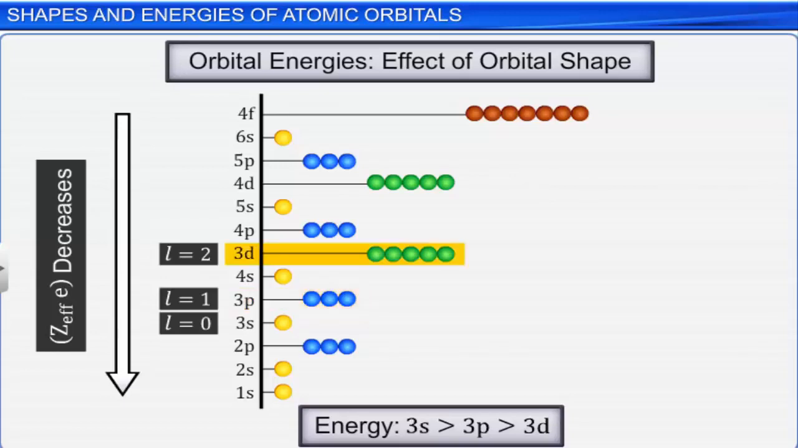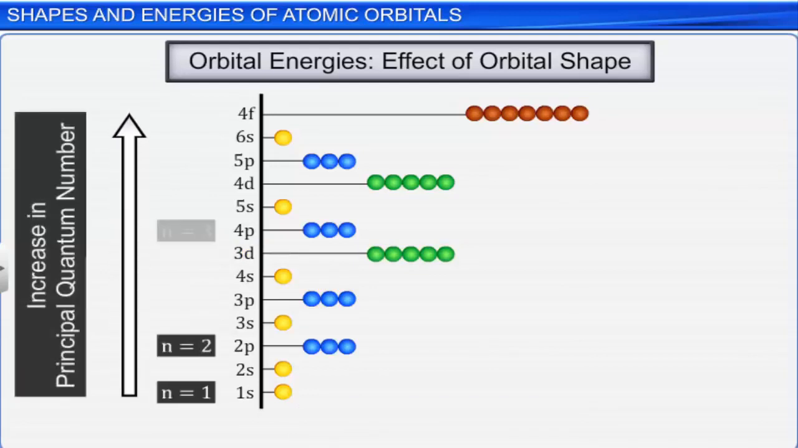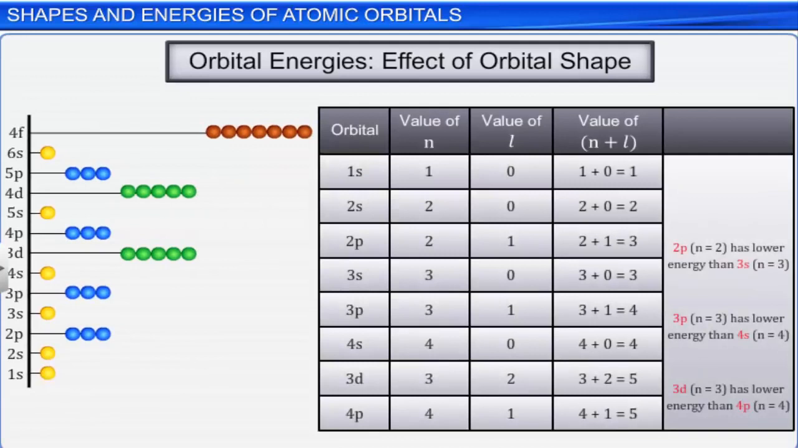With the increase in shell number n, the energy of the orbitals also increases. As a generic guideline, the lower the value of n plus l for an orbital, the lower is its energy. This explains why 4s possesses lesser energy than the 3d orbital. If two orbitals have the same value of n plus l, for example, 2p and 3s orbitals, the orbital with lower value of n, that is 2p, will have the lower energy.